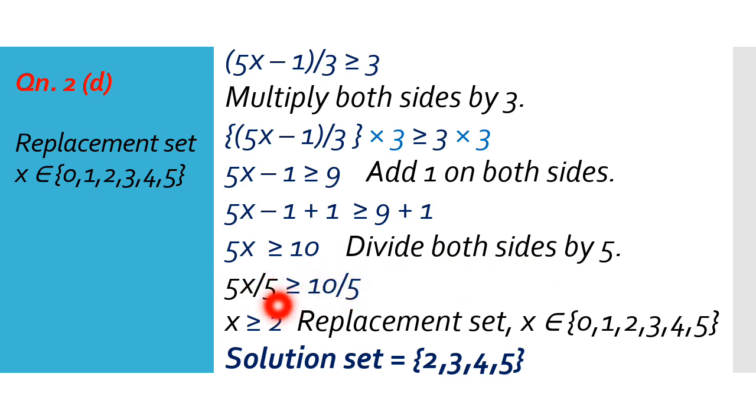So we have x greater than or equal to 2, and we have the replacement set 0, 1, 2, 3, 4, 5. So we will consider all the values greater than or equal to 2, sorry, it is given that x is greater than or equal to 2, so we will consider 2 and the greater values: 2, 3, 4, 5. This is the solution set. I hope you are all understanding.